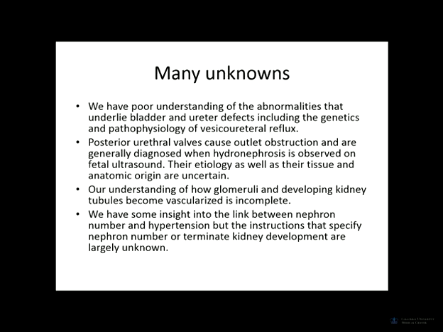We don't have a good understanding of how glomeruli and the developing kidney tubules become vascularized. We know that the vascular system tends to mirror what's happening with the nephron, but how that develops and invades the kidney during development is really unknown. And we have some insight into the link between nephron number and hypertension, but the instructions that specify what nephron number is supposed to be, or the instructions that tell the kidney you're done developing, are really basically unknown.